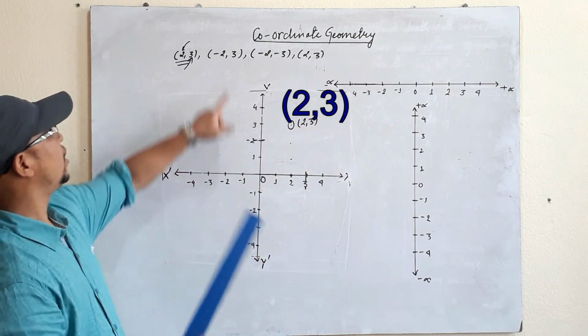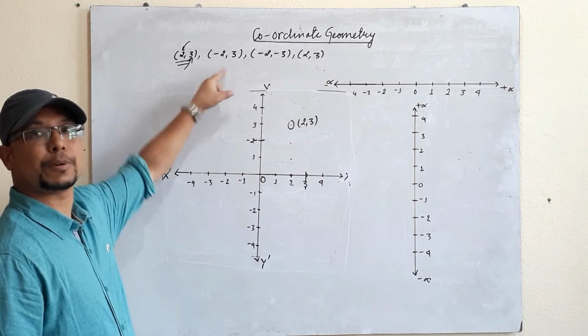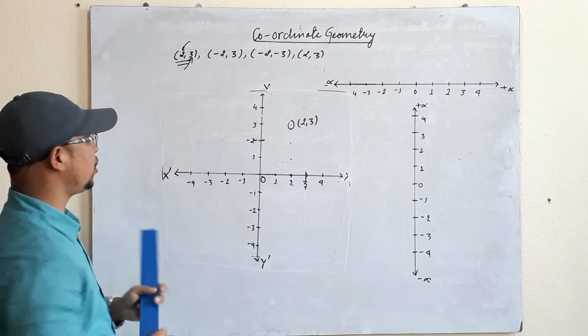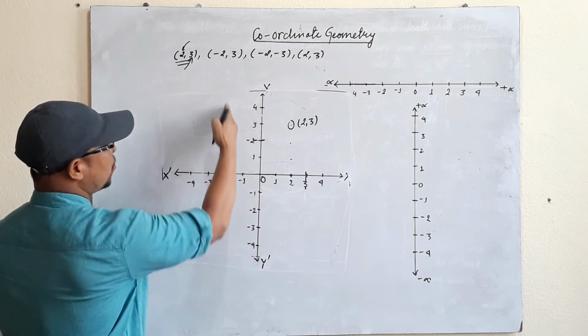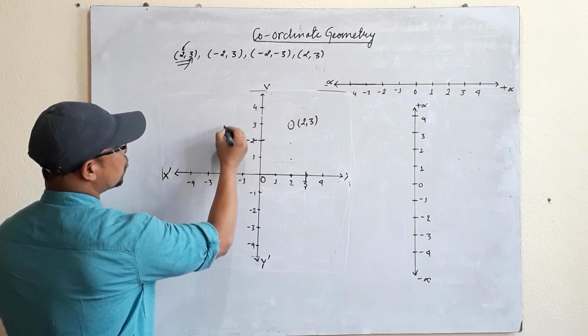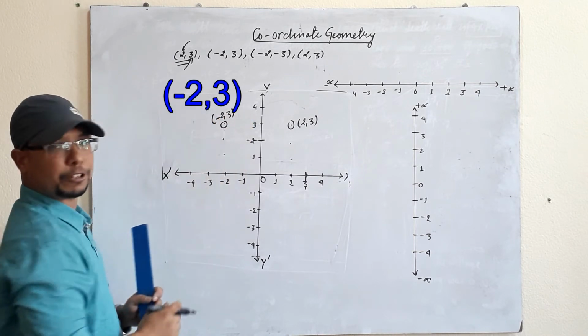Okay. Now say, let us plot (-2, 3). Minus 2 means x is negative, so you have to move on the left hand side by 2 units: minus 1, minus 2. And y is positive means you have to move upward: 1, 2, 3. So this point is (-2, 3).